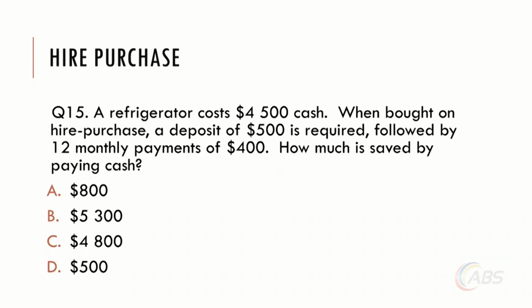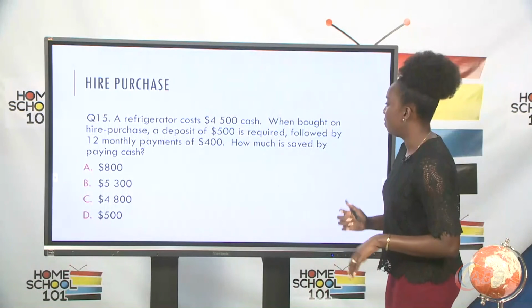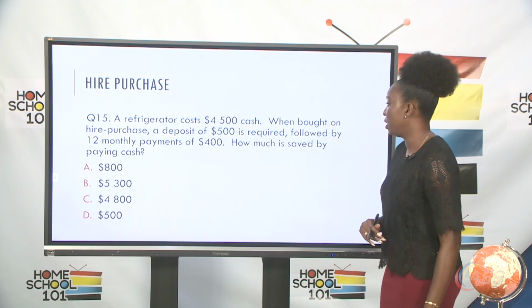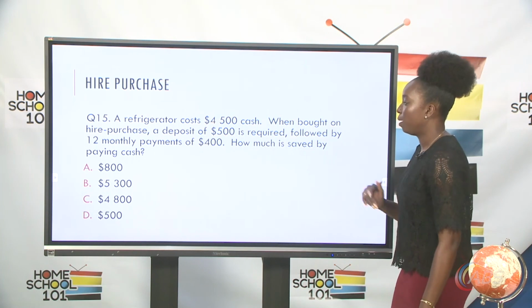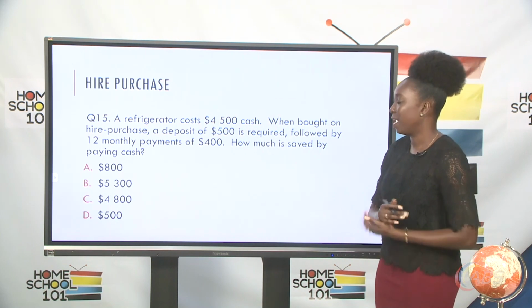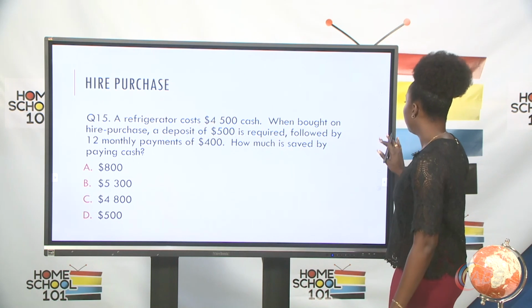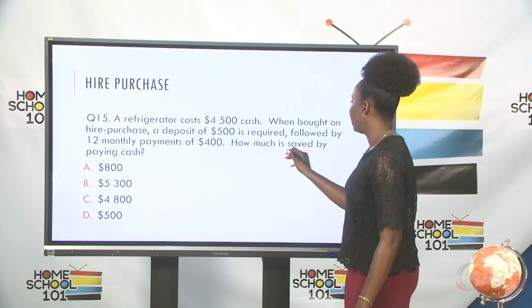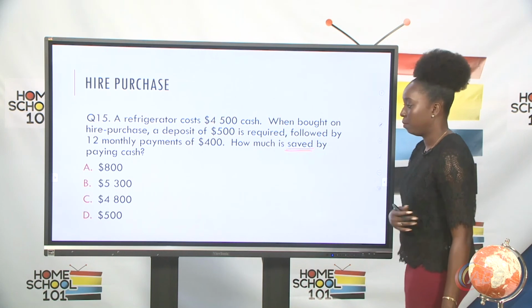All right, so question 15. A refrigerator costs $4,500 cash. When bought on hire purchase, a deposit of $500 is required, followed by 12 monthly payments of $400. How much is saved by paying cash? Let's take note of what's being asked here. We need to know how much is saved by paying cash, so be careful.